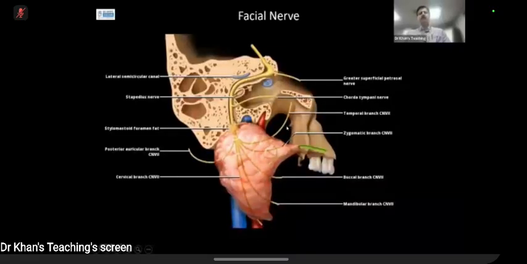Now, so this is chorda tympani, and this is part of the function of the facial nerve, anterior 2/3. So from here, what can we learn? We can learn that there are various functions of the facial nerve. Clinically speaking, we can see.